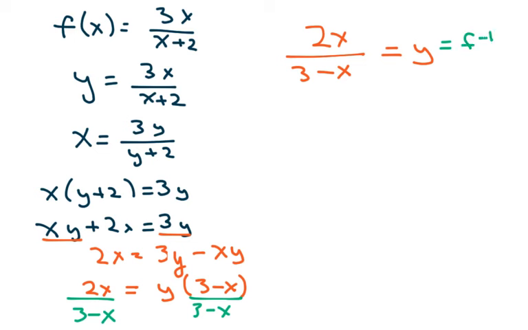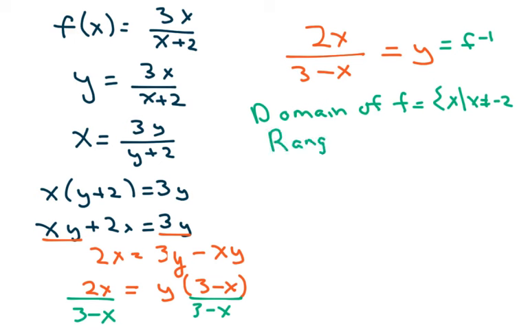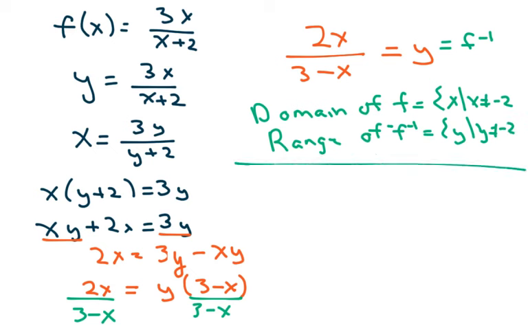And let's notice that the domain of f equals all reals, but x cannot be -2. That means that's the range of f inverse. The range of f inverse is y such that y cannot be -2. Alright? And the domain of f inverse is x such that x cannot be 3.